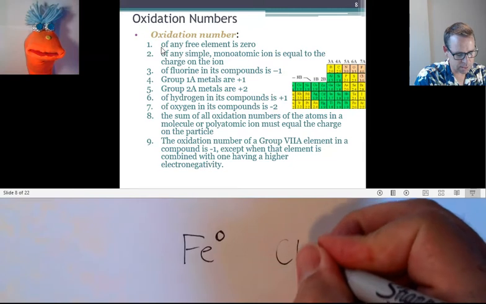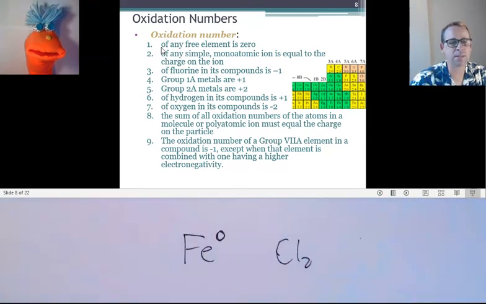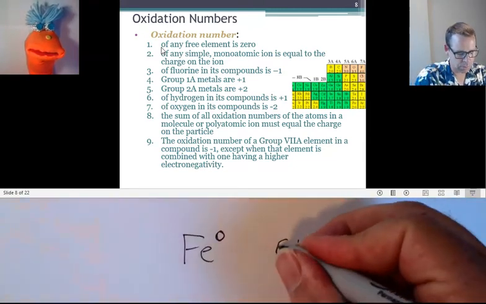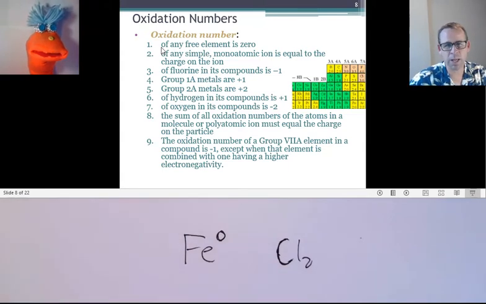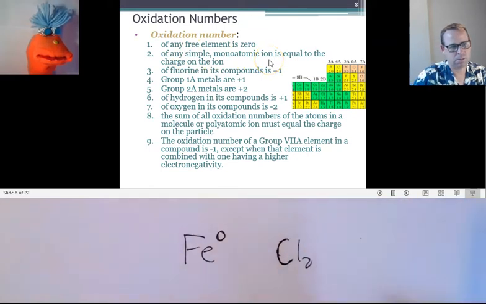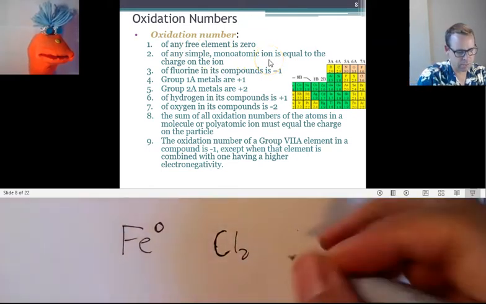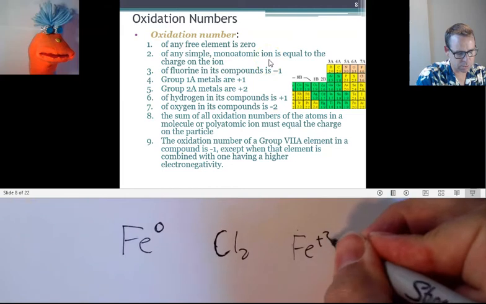Even if it's something like this, chlorine gas, Cl2, it's all one element by itself. So each chlorine, if it had some sort of oxidation number, then it would show up here in terms of the charge. And because there's no charge, it means that there's 0 oxidation number. So any free element always has 0 as its oxidation number.